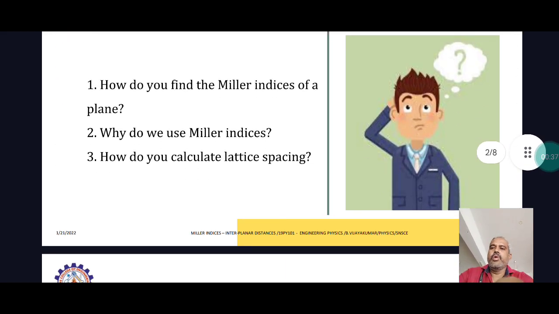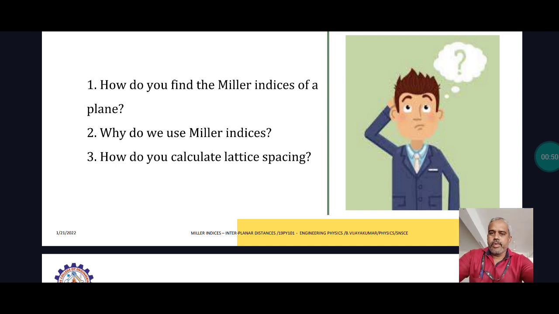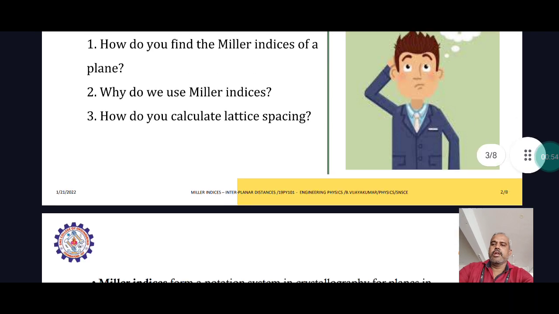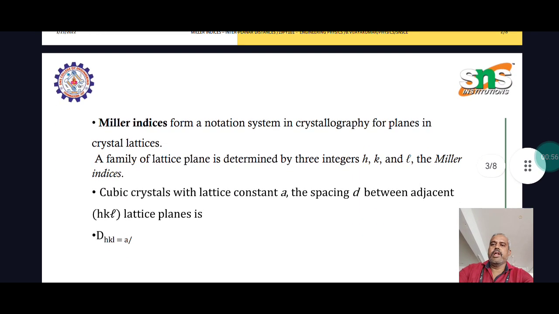So, how do you find the Miller indices of a plane, why do we use Miller indices, and how do you calculate lattice spacing? These are the questions we will discuss in this topic, and we will get the answers from it. First of all, what do Miller indices mean?